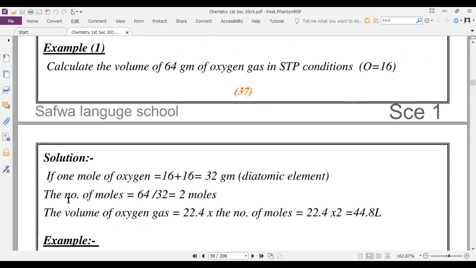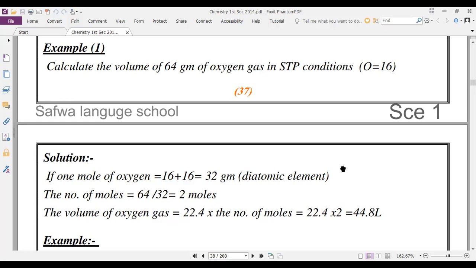First, one mole of oxygen gas is O2, because it's diatomic. The molar mass of O2 equals 16 plus 16 equals 32 grams. This is the first step: you get the molar mass of whichever compound, element, or molecule you are answering about. In this example it is oxygen gas, so its molar mass equals 32 grams because it's a diatomic molecule.